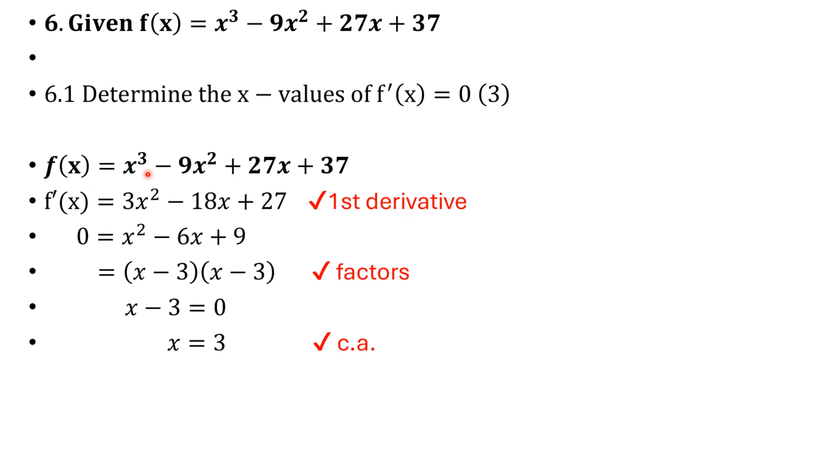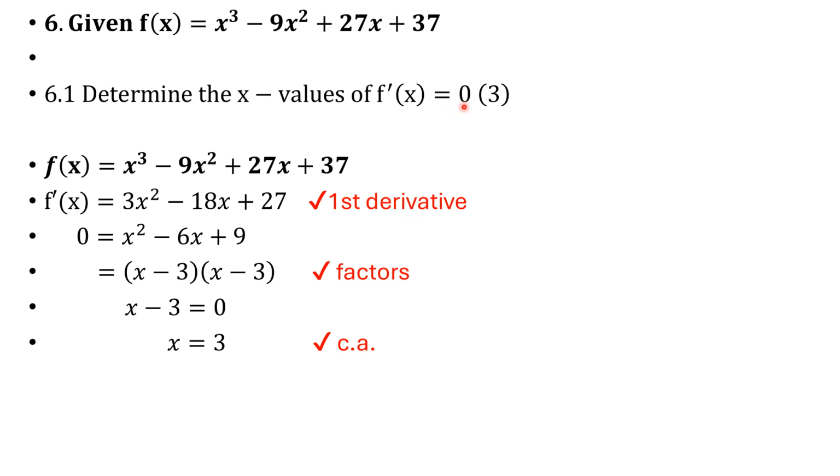So we're given x cubed minus 9x squared plus 27x plus 37. We're required to find the first derivative. So 3 times 1 gives me 3. 3 minus 1 gives me 2. 2 times negative 9 gives me negative 18. 2 minus 1 gives me 1. And 1 times 27 gives me 27. The x falls away and the constant becomes 0. So 1 mark for the first derivative.